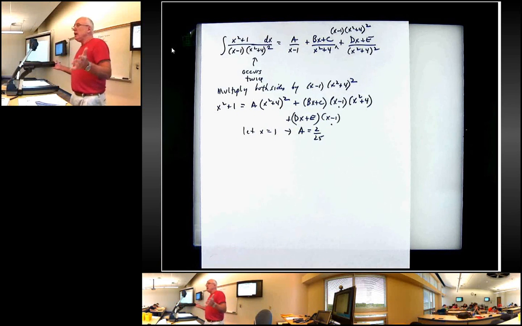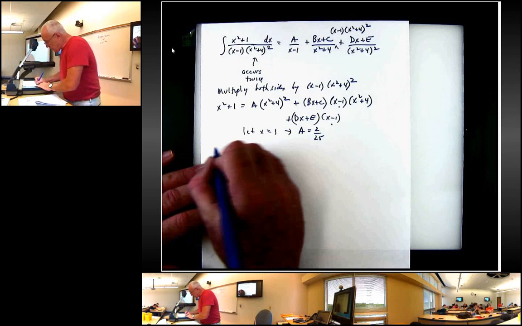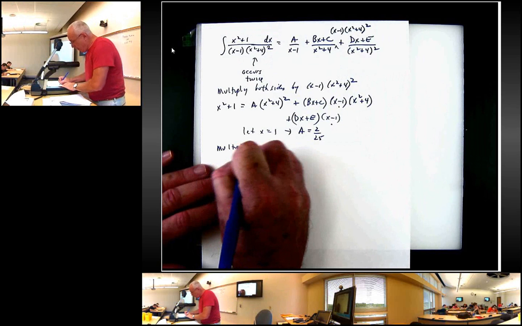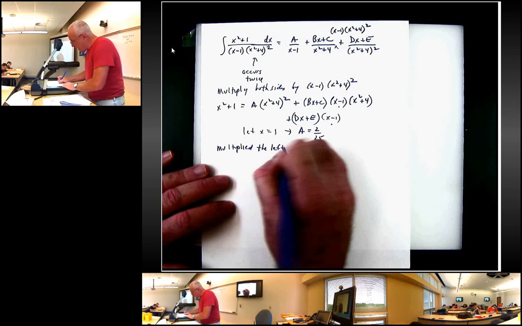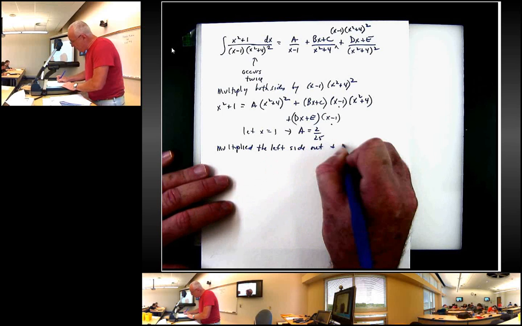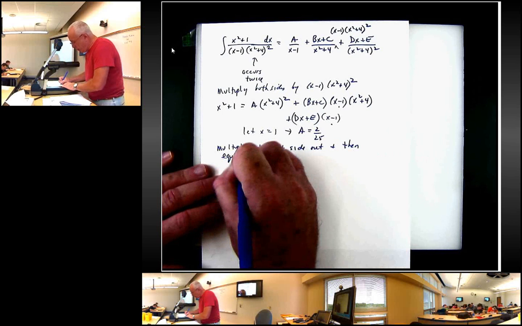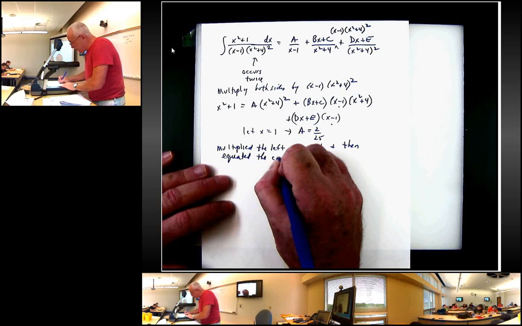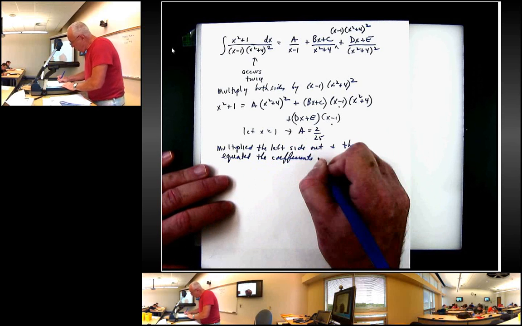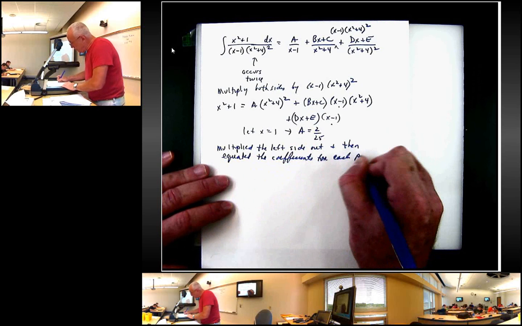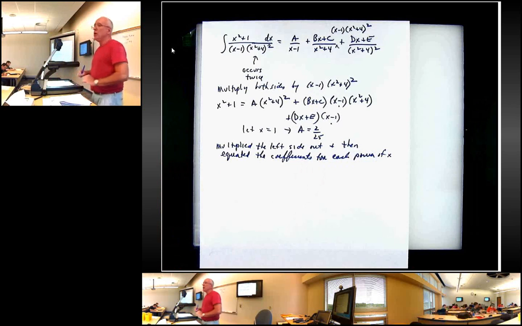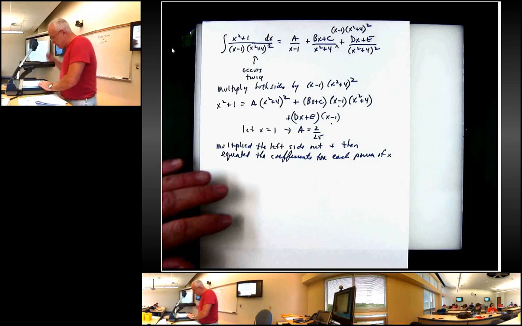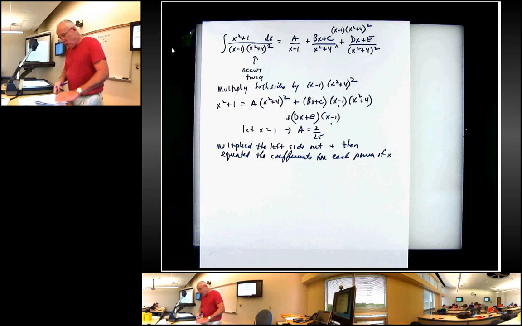But after that, I want to just FOIL everything out and equate the coefficients of each of the powers of x. So I just basically multiplied the left side out and then equated the coefficients for each of the powers of x. And that includes the constant term. All right. What I ended up getting was this, because this is what would take the rest of the time.